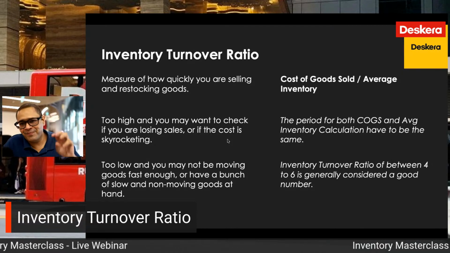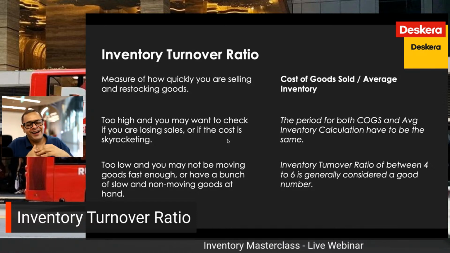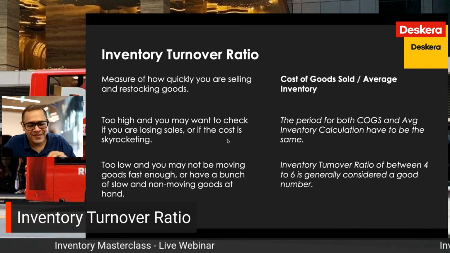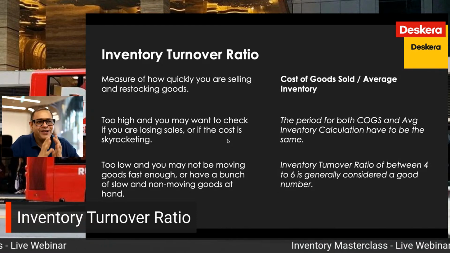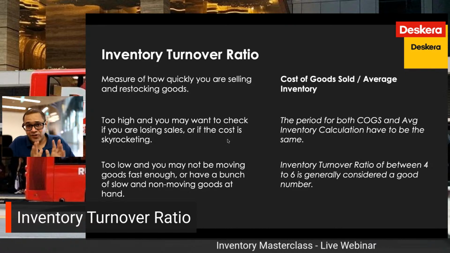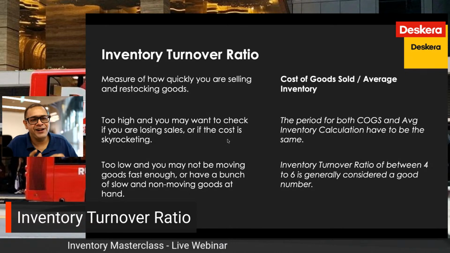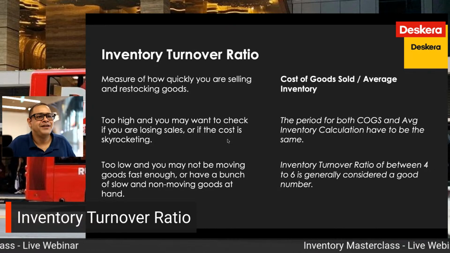Because like with any other ratio, it has got a denominator and a numerator, right? So if your average inventory starts going down, then this number will shoot up, but that's not a good thing, right? Because it means that you will not be able to meet customer demand, correct?